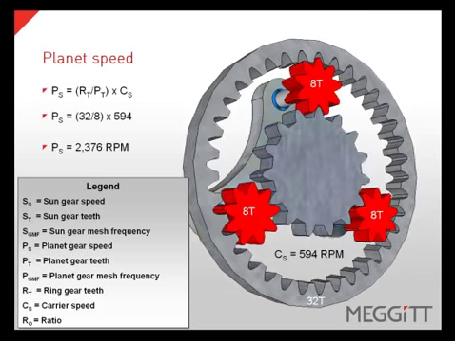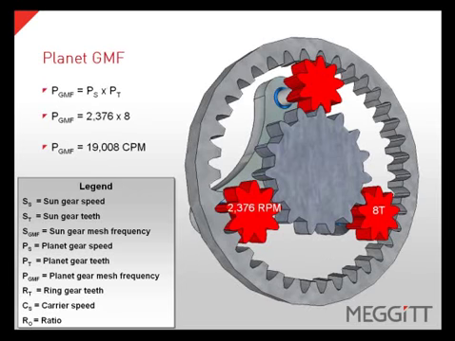Next, we can calculate the planet gear speed. To calculate the planet speed, we divide the number of ring gear teeth by the number of planet gear teeth. We then take this quantity and multiply it by the carrier speed. So in our example, we would take the ring gear teeth of 32 divided by the planetary gear teeth of 8 to get 4. We would then take 4 and multiply it by our carrier speed, which is 594 RPM. This gives us a planet gear speed of 2,376 RPM.